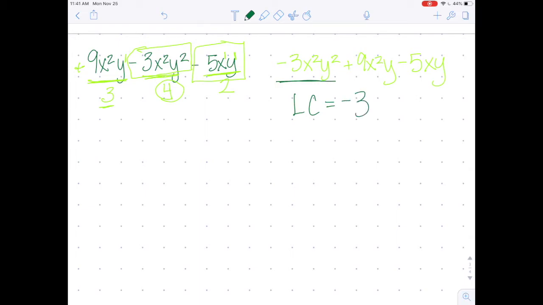Okay, the last thing we are going to learn to do today is add and subtract these polynomials. So let's start out with adding.